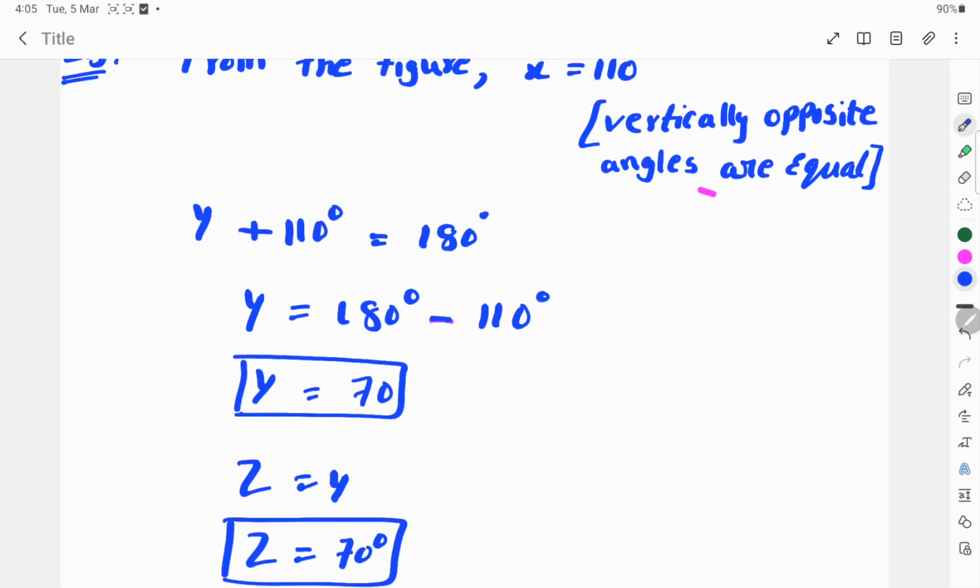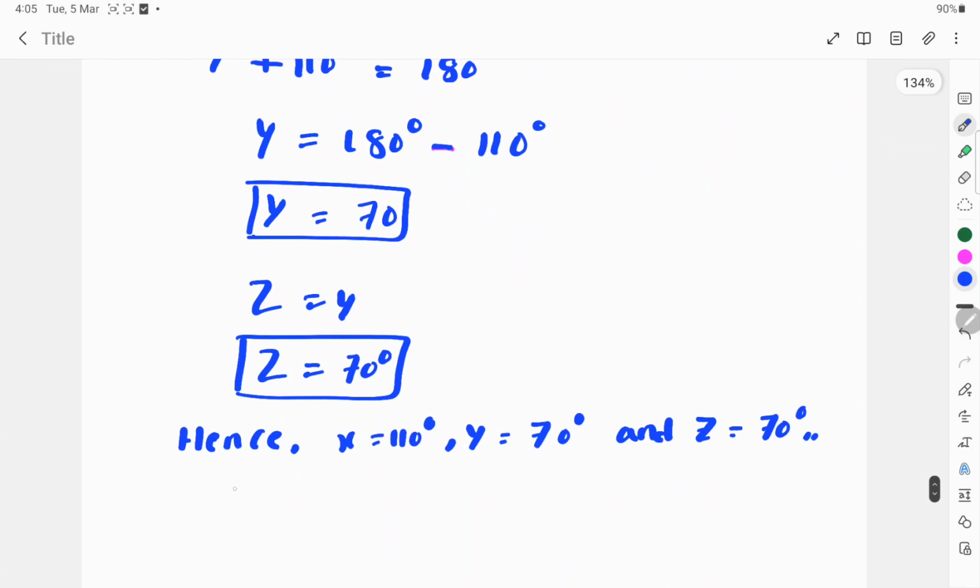Vertically opposite angles are equal. So z is equal to y. So z value is 70. Hence x is equal to 110 degrees, y is equal to 70 degrees and z is equal to 70 degrees.